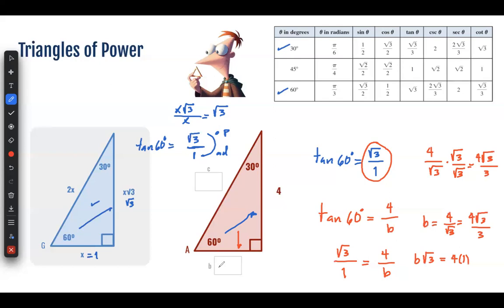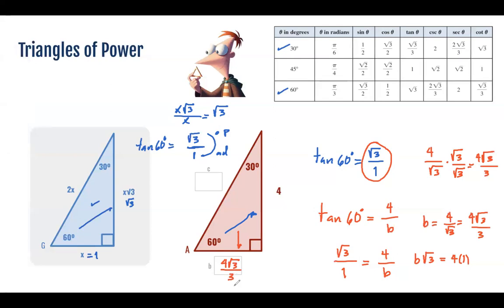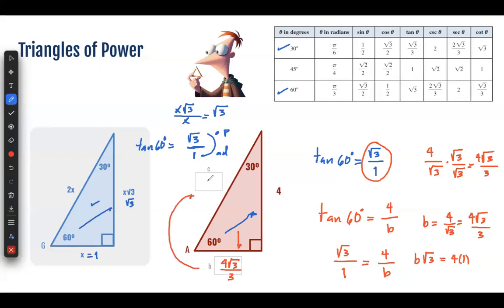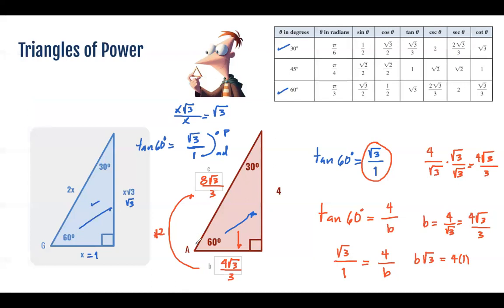So that means that this side is 4 times the square root of 3 over 3, just like we saw on the previous example. And this side will be 8 times the square root of 3 over 3, because you always have to multiply by 2, whatever the length of that side down there is.